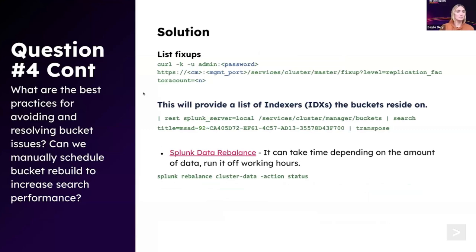All right, and I'm assuming this was just here for reference afterwards. Yep. Those are the curl commands where we can look at the fix-up tasks, and that REST command will give you the list of indexers and the buckets they reside on, because based on the search and replication factor, the buckets will reside on those indexers. So that will give you that.